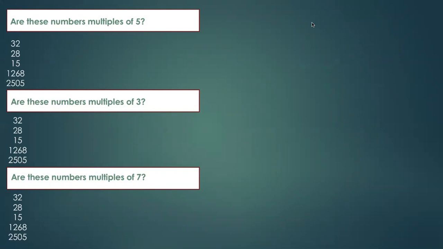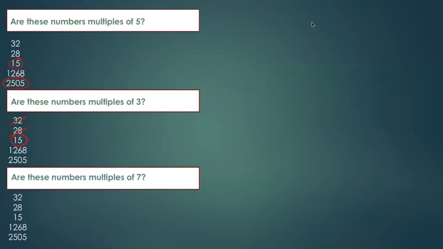Okay, so multiples of 5, obviously you're just looking for the ones that end in a 5 or a 0, so 15 and 2,505 are both multiples of 5. Are they multiples of 3? Well, you can keep it as is if you know your 3s really well, or add together the digits and if they're a multiple of 3, then it's correct. So 32 is not. 28, 2 and 8 makes 10, that's not a multiple of 3. 15, hopefully you know your 3 times table well enough to know that 15 is in it.